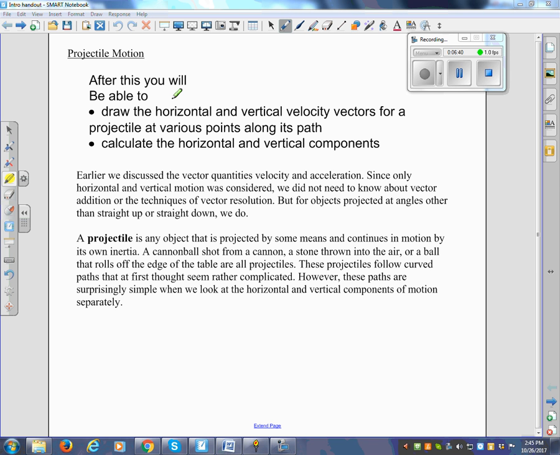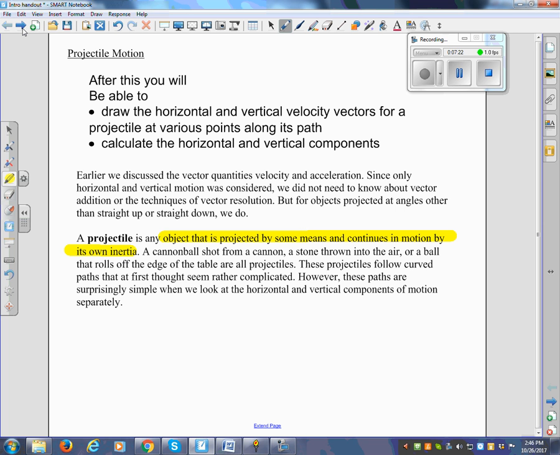Okay? So it says, earlier we discussed the vector quantities, velocity and acceleration. Since only horizontal and vertical motion was considered, we did not need to know about vector addition or the techniques of vector resolution. But for objects projected at angles other than straight up and straight down, we do. So a projectile is any object that is projected by some means and continues in motion by its own inertia. A cannonball shot from a cannon, a stone thrown into the air, a ball that rolls off the edge of the table are all projectiles. These projectiles follow curved paths that at first thought seem rather complicated. However, these paths are surprisingly simple when we look at the horizontal and vertical components of motion separately.